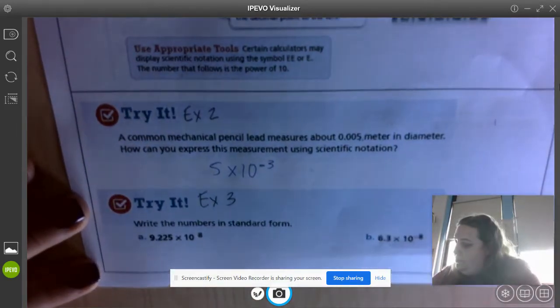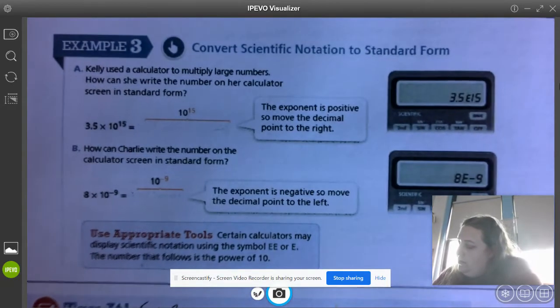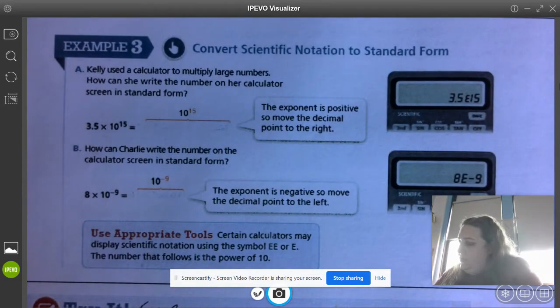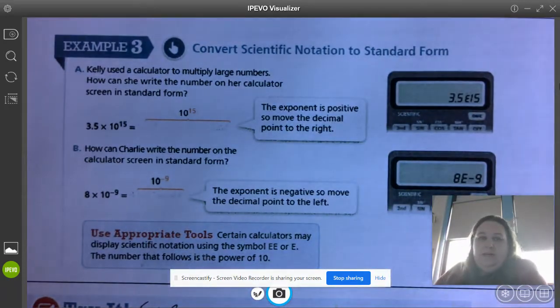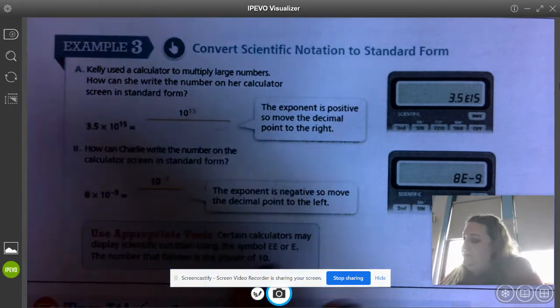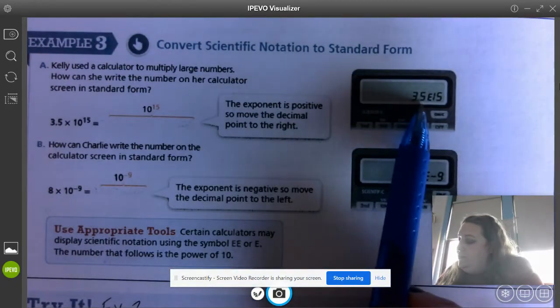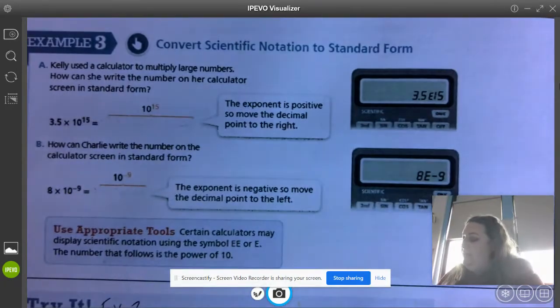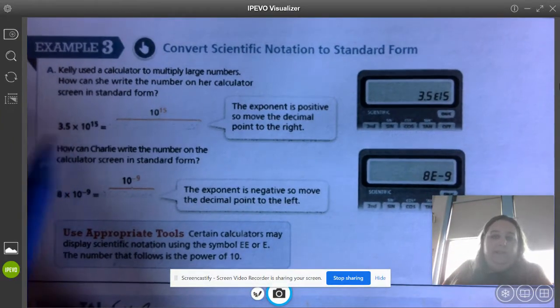All right. Last example, we're going to look at converting scientific notation to standard form, and specifically when we're working with calculators and technology. So Kelly used a calculator to multiply some large numbers. How can you write the answer on her calculator screen in standard form? You're going to notice that it says 3.5E15. So 3.5 is your first factor between 1 and 10.